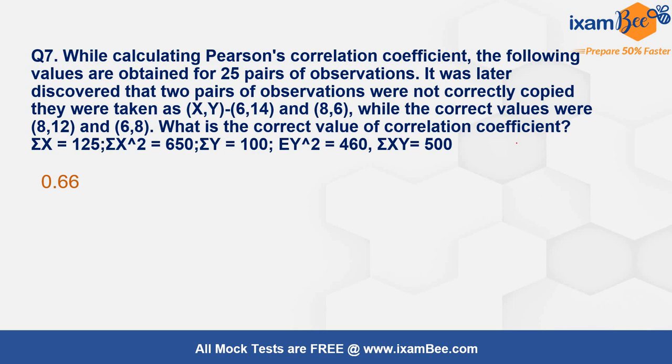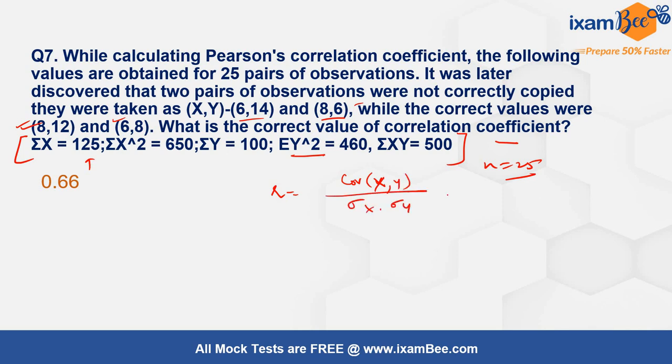Next question was on correlation coefficient. You were given several aggregate values for 25 pairs of observation, and you were also told that 2 pairs were wrongly recorded, and these were the correct pairs. So basically you just need to make adjustments for these corrected pairs in these aggregates. Deduct the wrong values and add the correct values in these aggregates, and then plug in the formula of coefficient of correlation, which is given by covariance between x and y upon standard deviation of x times standard deviation of y.